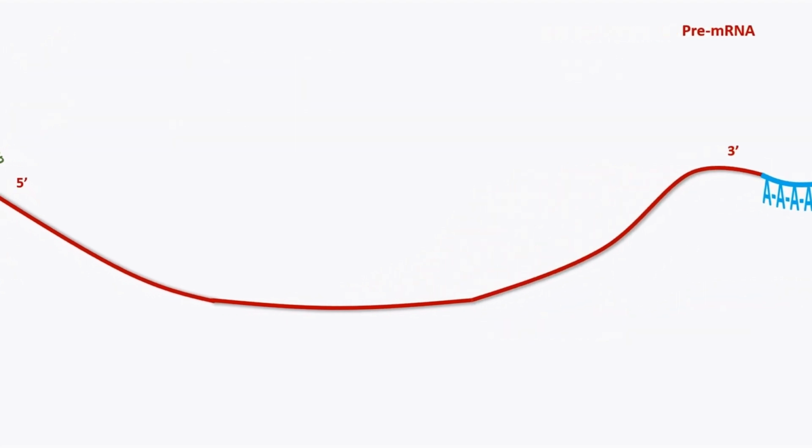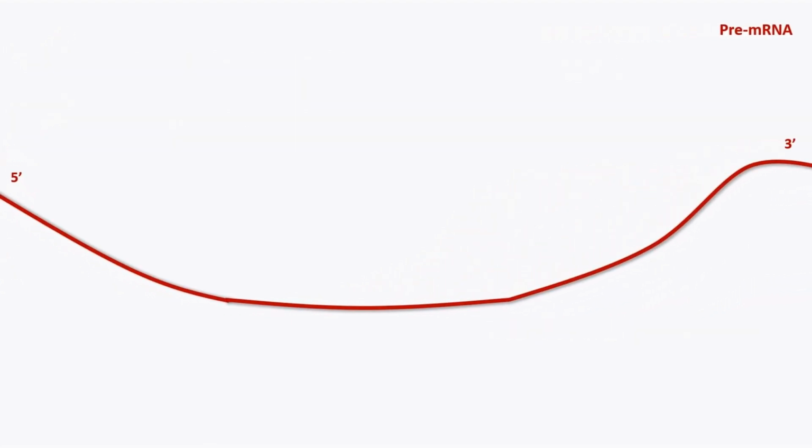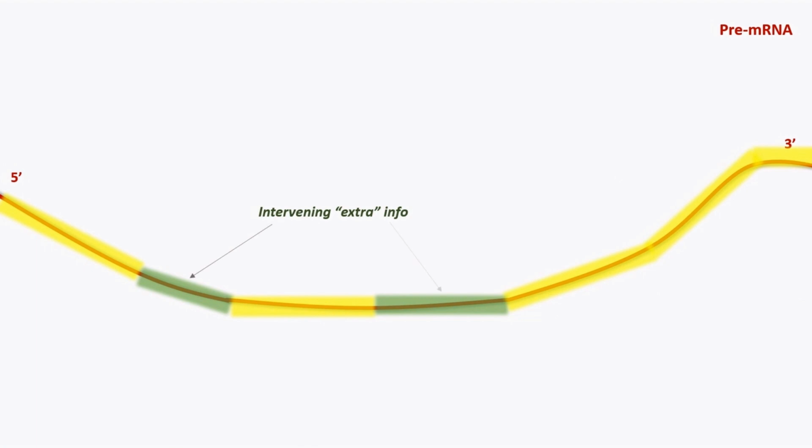Now, something wonky about eukaryotes is that their genetic code actually contains a lot of quote-unquote extra information. So to make sure only the important bits leave the nucleus and are translated into proteins, something called RNA splicing must also occur before the mRNA strand can leave the nucleus.